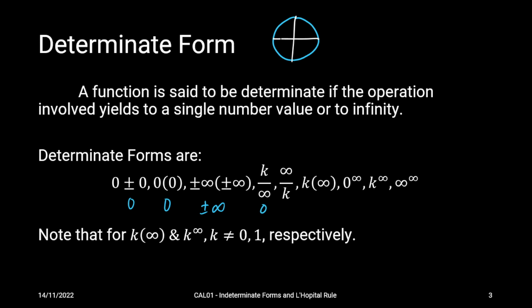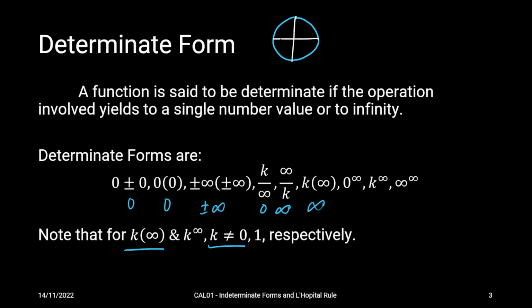Next we have infinity divided by k. This is still infinity because we do not know how big infinity is. So infinity divided by a constant is infinity. Then we have k times infinity. This is equivalent to infinity. However, k should not be equal to 0. That is the condition for this.